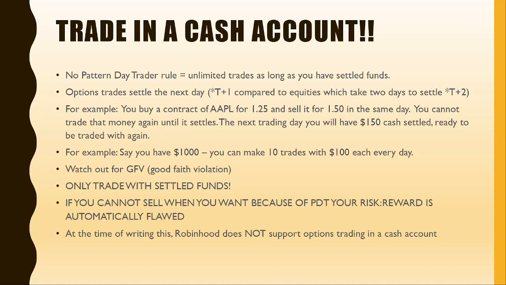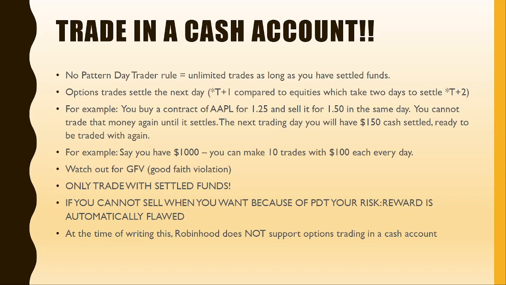And so that is T plus one, trade plus one, compared to equities in a cash account that settle 2 days after the trade is made. So for example, if we buy a contract of Apple for $125 and sell it for $150 in the same day, you cannot trade that money again until it settles. The next trading day, you will have $150 cash settled, ready to be traded with again.